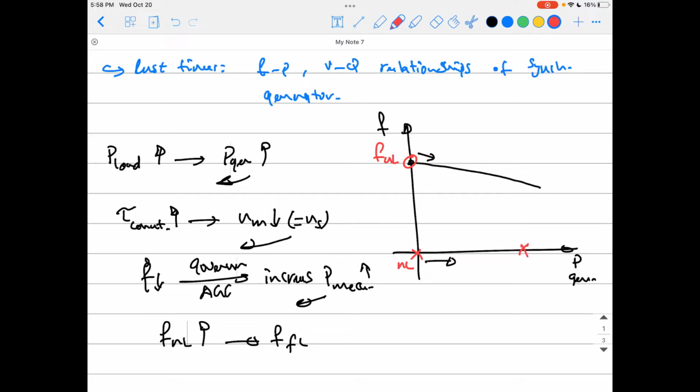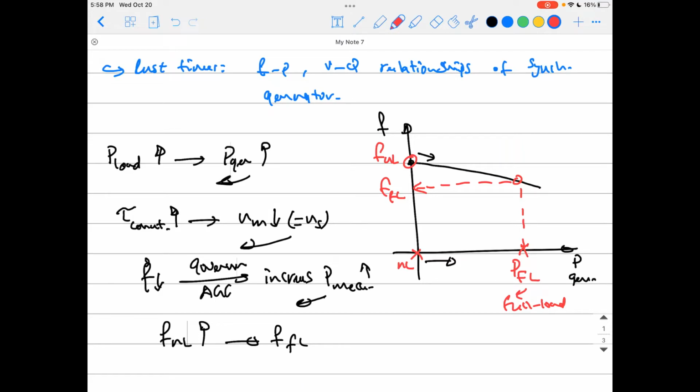But what really happens is if you are pushing power as much as the full load, FL means full load, that is the full load power, the rated power that the machine can deliver to the grid. This corresponds to this value of the frequency, which is the frequency at full load.